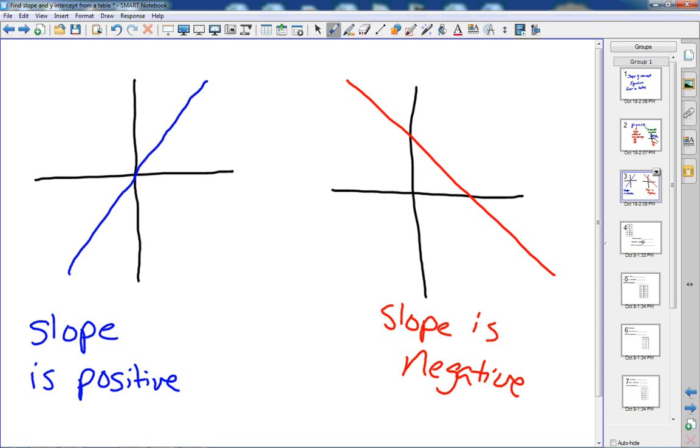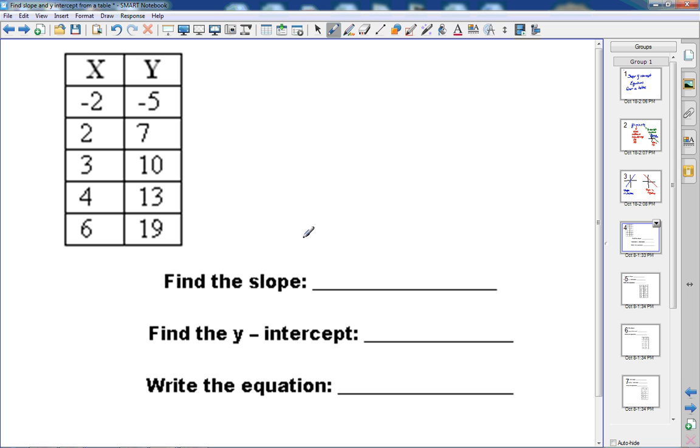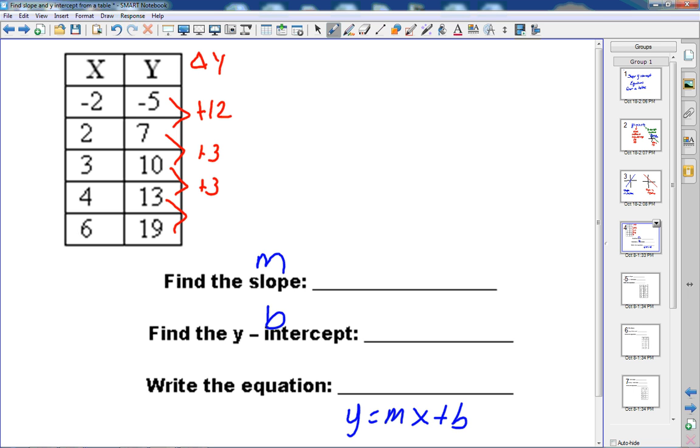Okay, let's look at the first problem. It wants you to find the slope and the y-intercept and then write the equation. Remember that the equation is y equals mx plus b. The slope is the m, the y-intercept is the b. Why don't you pause the video and see if you can answer this. First off, I would find delta y. The change in y is plus 12, plus 3, plus 3, plus 6.